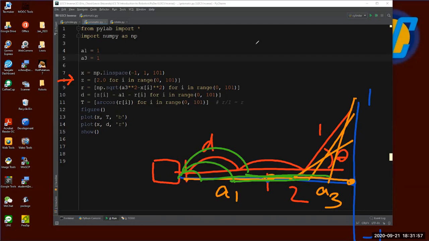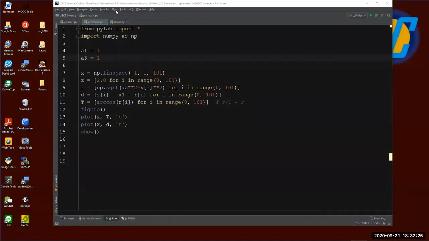So we calculate the R. The R actually is the projection under the A3, and that's R. And we use that to calculate D and also calculate the theta. So this one, we explained it in previous lab. So let's look at the simulation result.